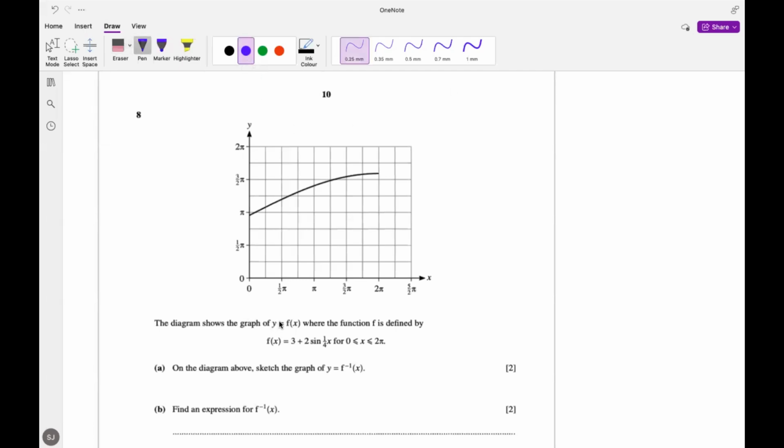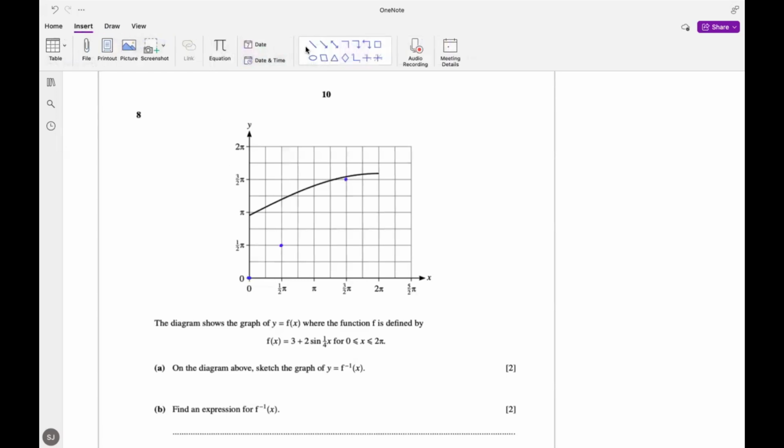In question 8, the diagram shows the graph of y equals f of x, where the function f is defined by f(x) = 3 + 2 sin(1 upon 4 x) for x from 0 to 2 pi. On the diagram above, we have to sketch the graph of y equals f inverse of x. Now, what we need to know is that f of x and f inverse of x are reflections of one another in the line y equals x. So to make the line y equals x, we'll make points at 1 upon 2 pi, 1 upon 2 pi. We can make them at 3 upon 2 pi and 3 upon 2 pi and 0 and 0.